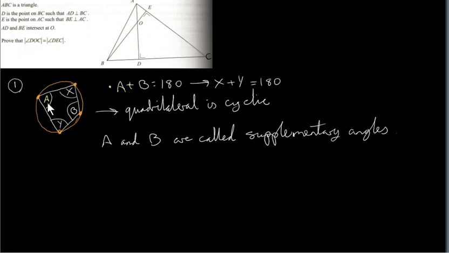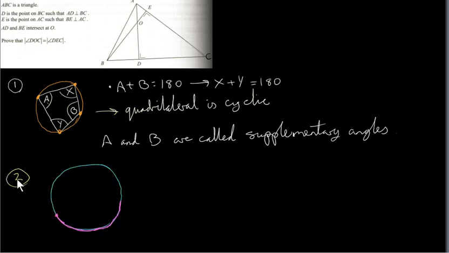So why is it true that if one pair of opposite angles are supplementary, then the other pair are also supplementary? Well, the 4 angles add up to 360 degrees. So if A and B add up to 180, then X and Y must add up to 180 also. So this is one result that we will use. I proved this result in another video. I won't prove it here.